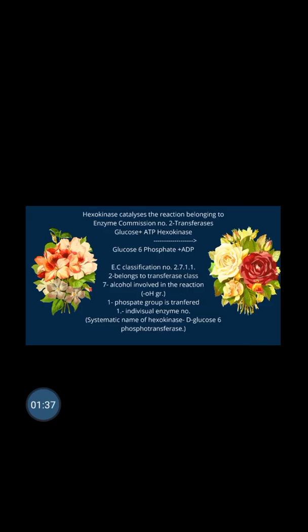The EC classification number is 2.7.1.1. The 2 belongs to the transferase class. The 7 indicates that phosphate group is transferred. The next 1 indicates the alcohol group, that is the OH group, is the acceptor involved in the reaction. The last 1 stands for the individual enzyme number. The systematic name of hexokinase is D-glucose 6-phosphotransferase.